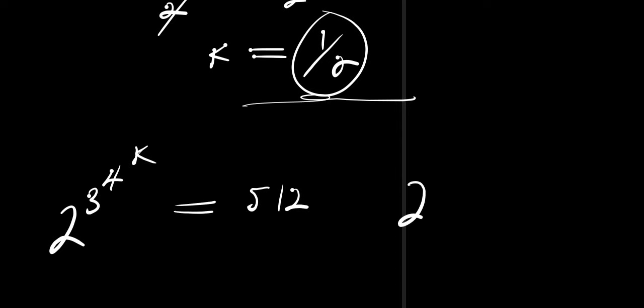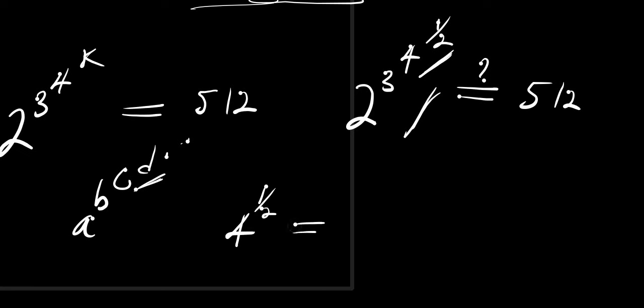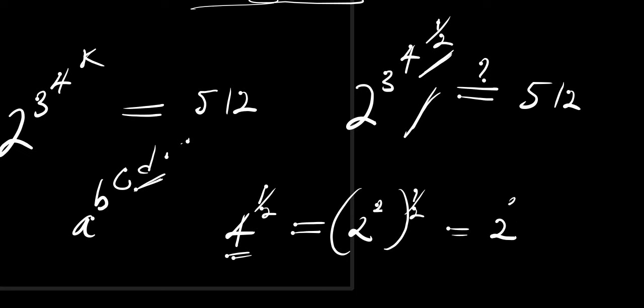So we are going to have something like this, 2 power 3, power 4, power 1 over 2, and this equals 512. Have you seen that? Whenever you have something in the form of a power b, power c, power d, you start from the top exponent. So we are going to consider the first two, 4 power 1 over 2. This 4 here is a perfect square. We have 2 power 2 and we have power 1 over 2. If you multiply the exponents, you are going to have 2 power 2 over 2, and this is 2. So 4 power 1 over 2 is the same thing as 2.